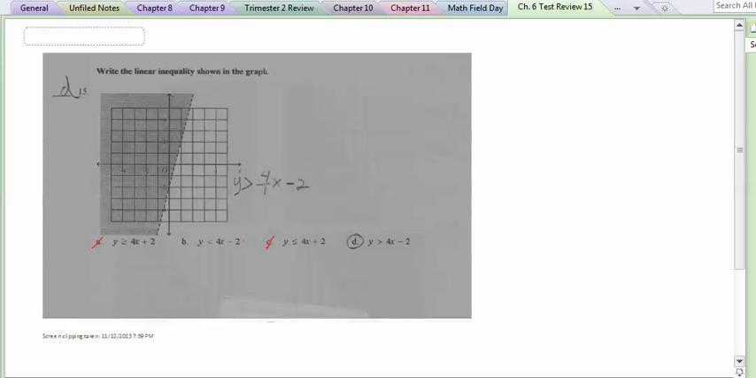Okay, we're starting at -2. -2 is down here, that's where the y-intercept is. Okay, that doesn't help me. Okay, they both have a slope of 4. This one's shaded above the line, so therefore the y is going to be on the big side. Alright, so that is number 15. Getting there, almost done.